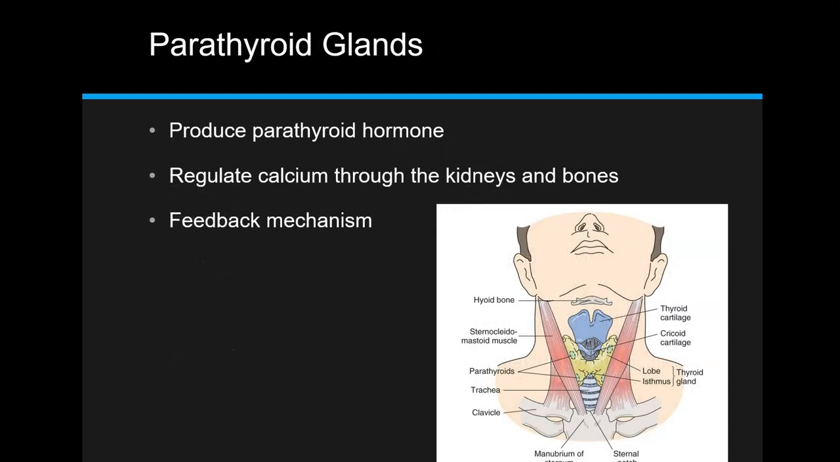All right, the parathyroid glands. They produce parathyroid hormone. They regulate calcium through the kidneys and the bones. And they, again, have a feedback mechanism that's not tied to the pituitary. It's just between calcium levels and parathyroid hormone. Again, they're on the back of the thyroid right there, and there's four little glands.